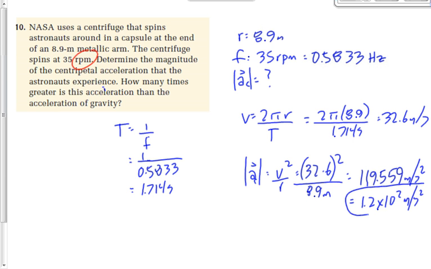That's a big acceleration. Now, how do you find out how many times greater this is than the acceleration of gravity? How many G-forces is it? We're going to say 119.559 divided by 9.81. And that's going to give me about 12. Okay, 12 G's.